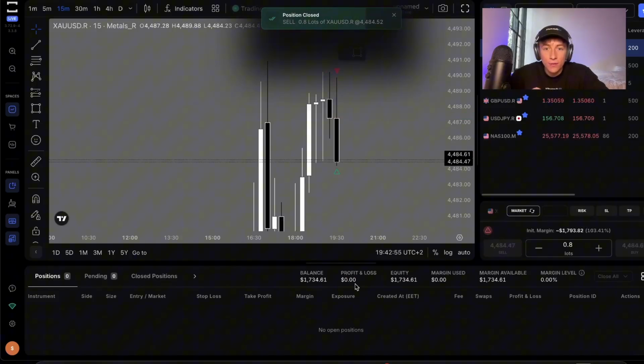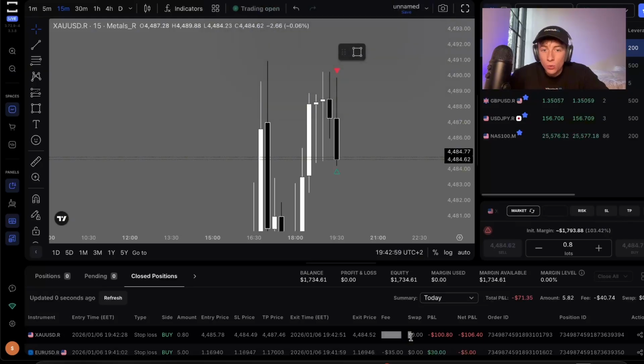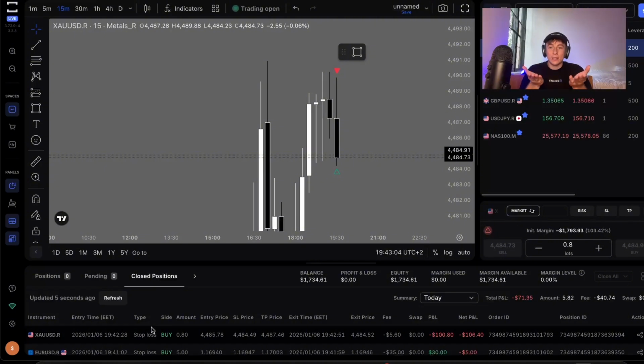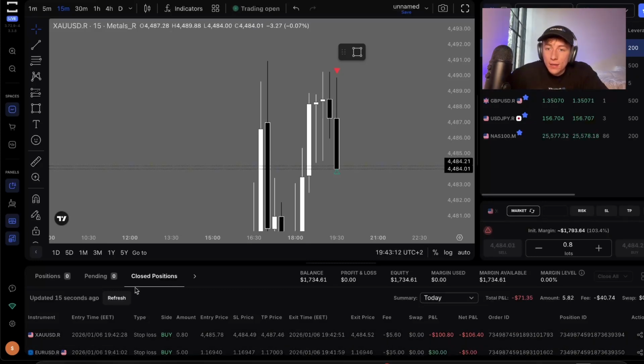I just took a loss of $100. But you can see here that the fee for this trade was only $5. Even though it's kind of the same risk. It's the same risk, but brokers typically charge per lot. So you can see here, I didn't even get charged $5.60. And that's because of the lot size that I placed.